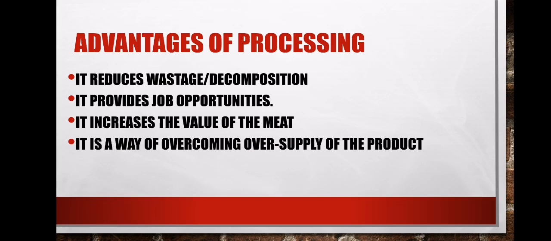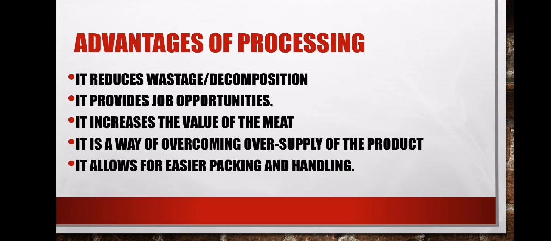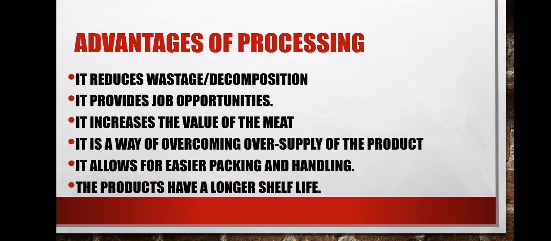We can also say it's a way of overcoming oversupply. Let's say there's more product in the market than what the consumers are willing to buy. So how do you make sure that you avoid the oversupply? Convert the product to another product which can be more useful to the consumers. You can also say it makes it easier for packaging or easier for handling. Then we can also talk about increasing the shelf life of the product. So these are the advantages. Make sure that you master at least a minimum of three: reduce wastage, job opportunities, increasing the shelf life of the product.